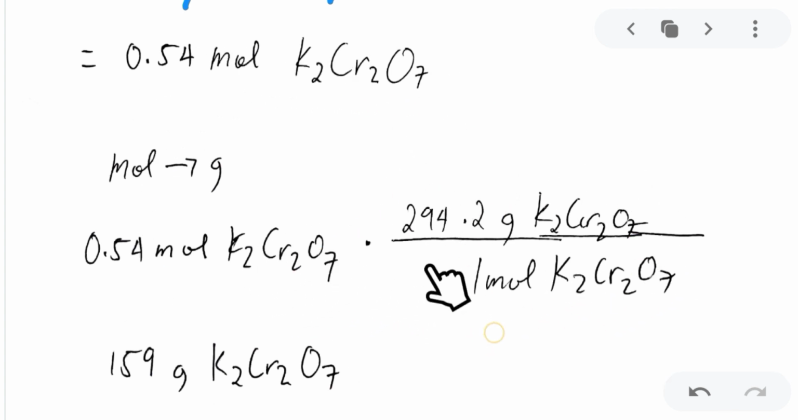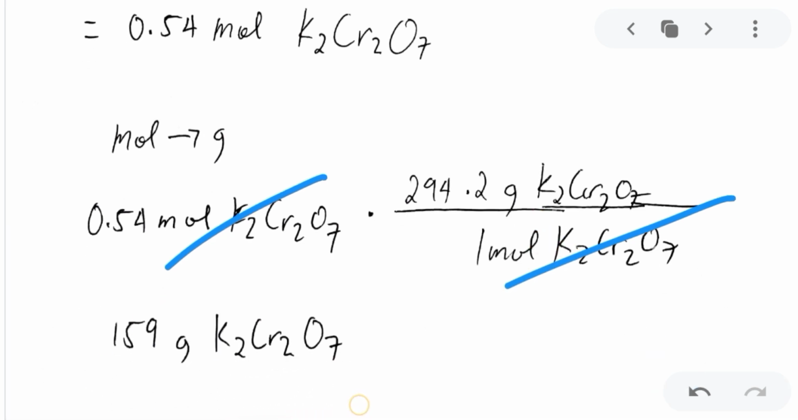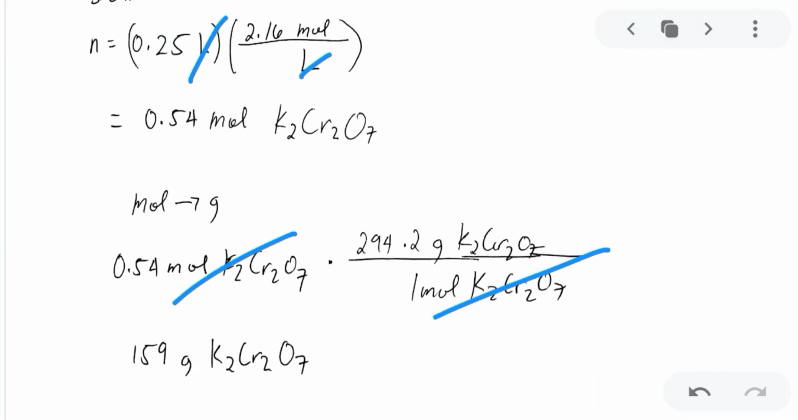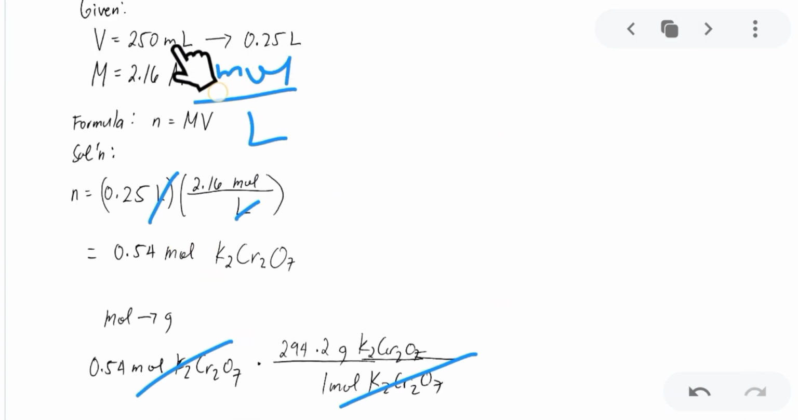And then the relationship here is this one. The mole goes on the bottom so that you can cancel it. The molar mass of potassium dichromate is 294.2 grams of potassium dichromate. You know how to find the molar mass, right? This is the molar mass based on the computation. So, cancel that unit, and then multiply 0.54 by 294.2, and you will have 159 grams of potassium dichromate. This means you need to put 159 grams of potassium dichromate in 250 milliliters, or 0.25 liters, to get a solution concentration, or strength, of 2.16 molarity.